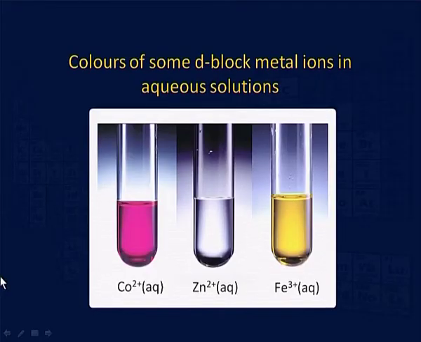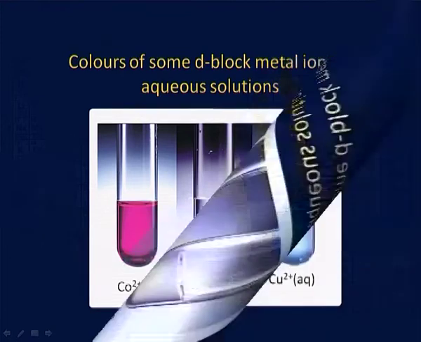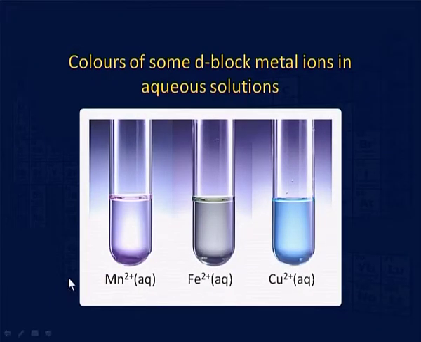One more example we have here, some of the d block metal ions in aqueous solution. We have copper, cobalt, zinc and iron in aqueous solution. We also have some salts of copper, iron and manganese in the solution state. So, why are they colored? What is the science behind the color possessed by the compounds or the complexes of transition metal ions in the solid as well as in the solution state?